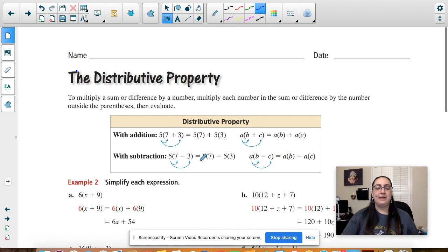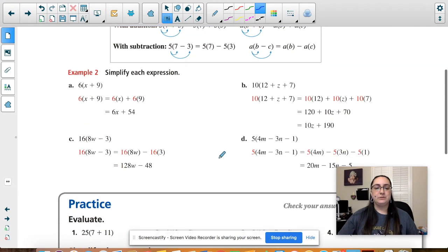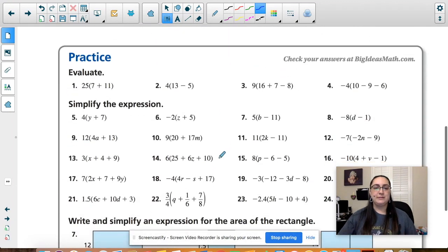Here we have the distributive property. This tells us that to multiply the sum or difference by a number, multiply each number in the sum or difference by the number outside the parentheses, then evaluate. So we're just going to go straight to these examples.